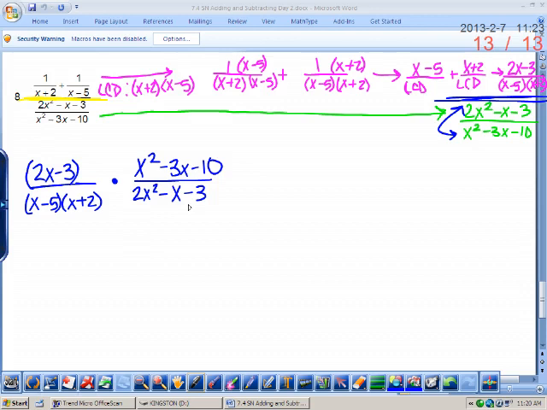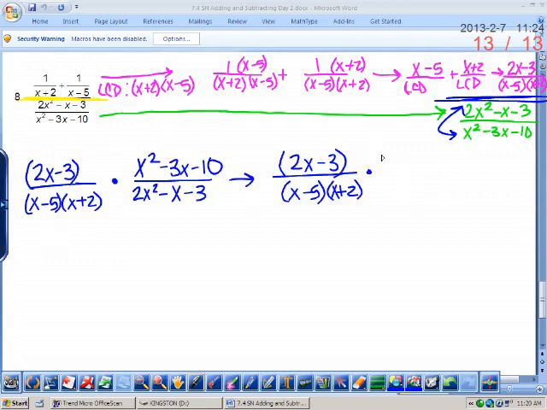Now, since we're multiplying these fractions, we've got to get everything as factored as possible so that we can hopefully cross some stuff off. Okay? So how does anything else factor here? No. So I'm going to just rewrite this. What about my numerator here? X squared minus 3x minus 10. Good.